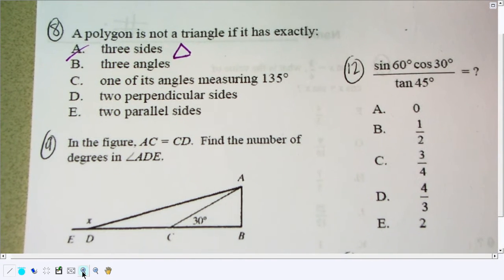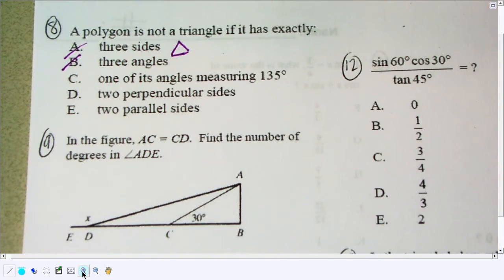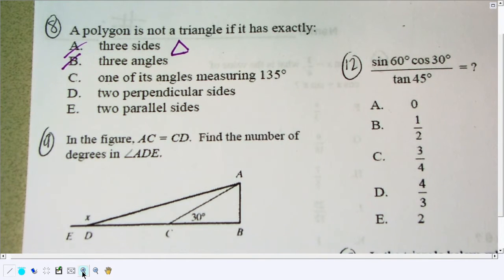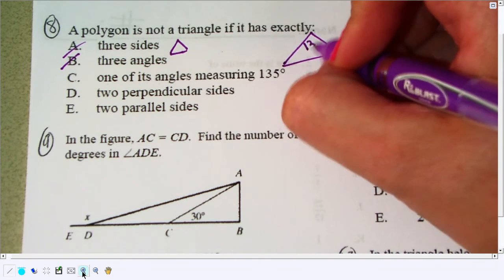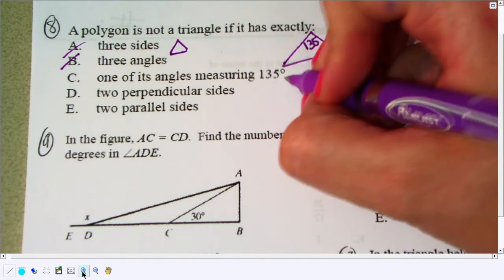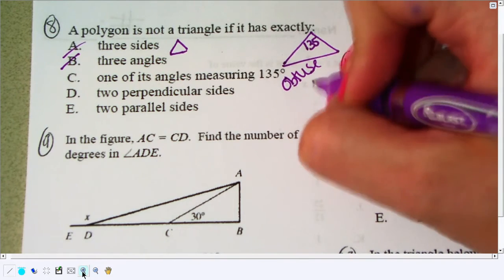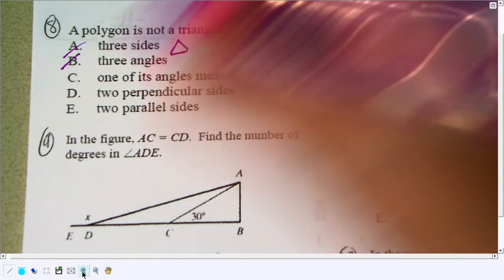B, it has exactly 3 angles. Well, if it has 3 sides, it's got to have 3 angles. C, it's not a triangle if it has exactly one of its angles measuring 135. Well, we could definitely have an angle being 135. This would just be an obtuse triangle. So it can be a triangle.